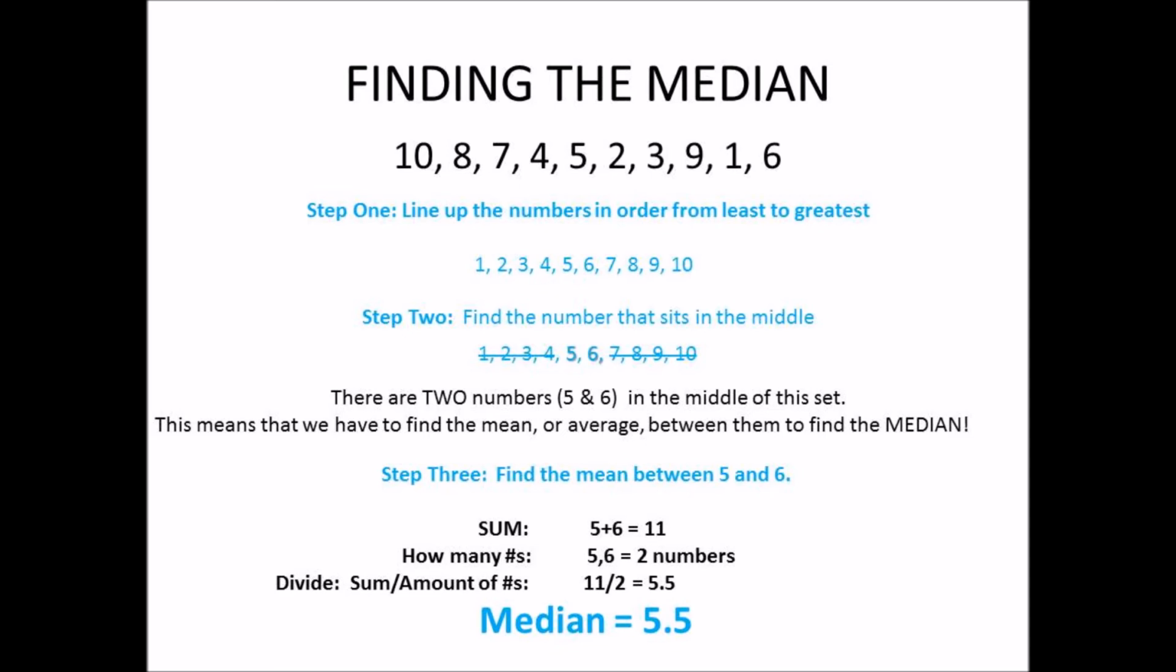So what do we do? To find the median, we have to find the mean, or average, between these 2 middle numbers. To do this, we add them together. 5 plus 6 equals 11. Then we determine how many numbers were added together. Because we have the numbers 5 and 6, there are only 2 numbers. Finally, we divide the sum of 5 and 6 by 2. So, 11 divided by 2 equals 5.5. The median for this set of numbers is 5.5.